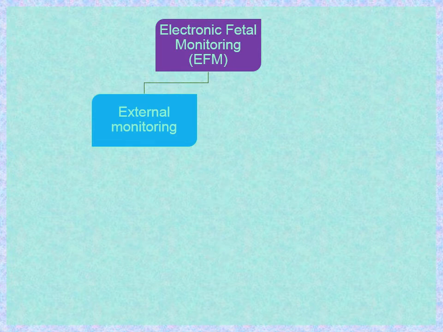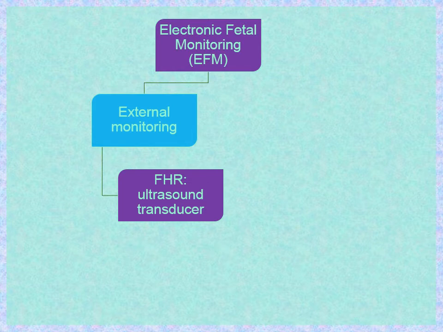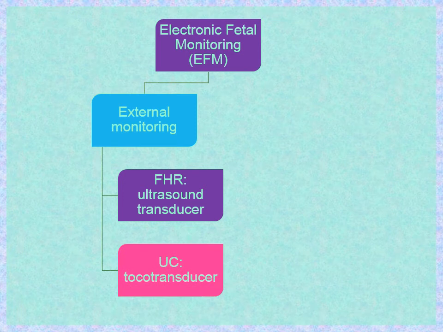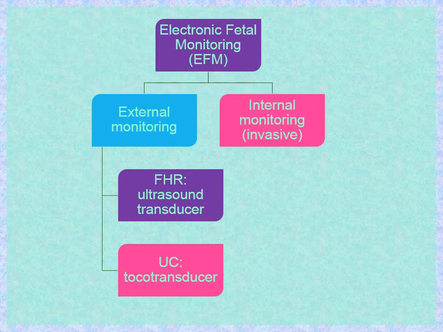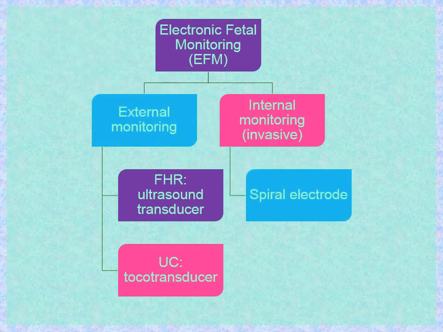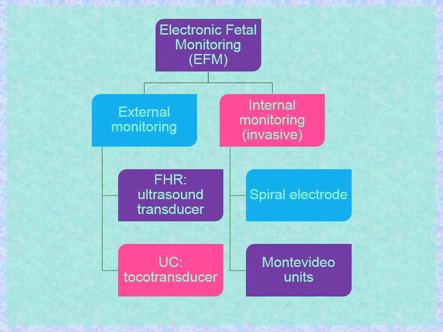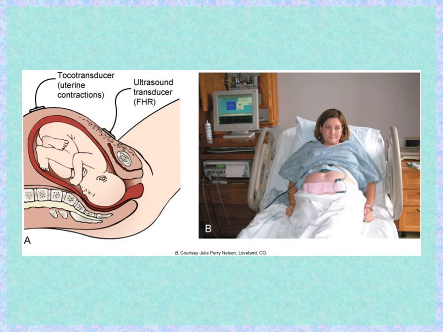There are 2 ways in which a woman can be monitored using electronic fetal monitoring. The first is external monitoring. External monitoring is accomplished using a fetal heart rate ultrasound transducer and a uterine contraction toco transducer. Internal fetal monitoring is invasive and uses a spiral electrode that is attached to the presenting part of the fetus and an intrauterine pressure catheter to assess uterine activity and uterine resting tone. A combination of external and internal may be used, with the most common combination being a spiral electrode in combination with an external uterine contraction monitoring transducer.